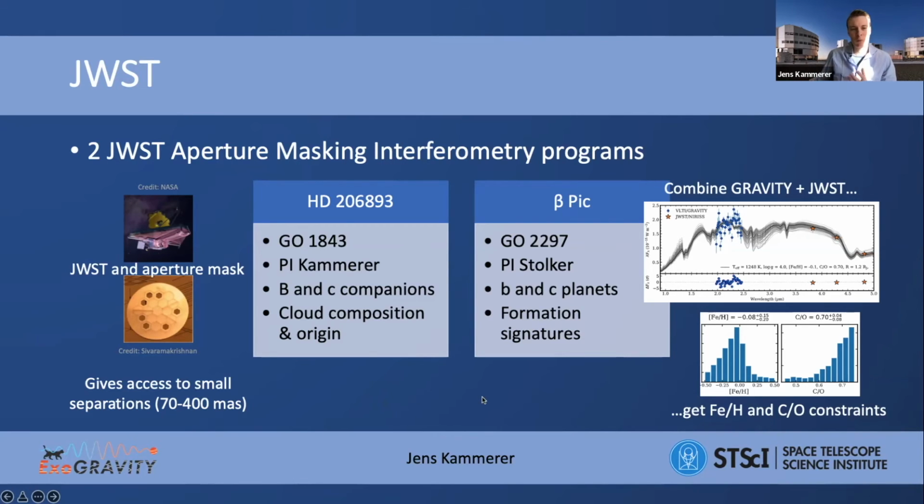Now, to image them with Webb, we have to use the aperture masking interferometry mode, because as I said, they're at very small separations, only about 100 milliarcseconds. So to directly detect them with Webb, we need aperture masking, because that gives us access to small separations and at the same time to high contrasts, up to hopefully about 9.5, 10 magnitudes or so. So yeah, stay tuned for some exciting results in the future.